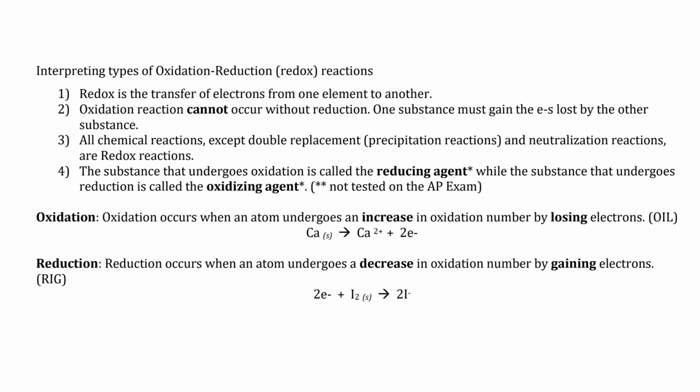So remember that the signs kind of dictate, like, it kind of doesn't make sense. If you're reduced, you gain electrons. Remember, your reduction is a decrease in your oxidation number. Oxidation is increasing your oxidation number by losing electrons.